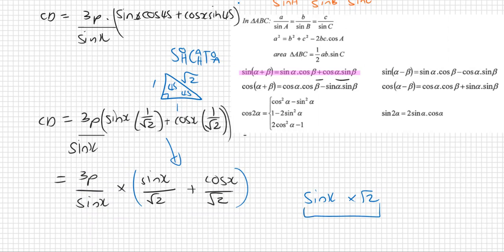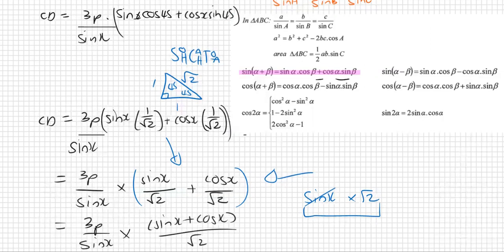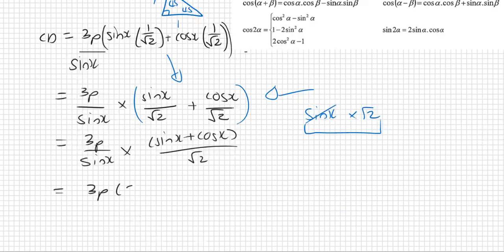So what I self-corrected there just a minute ago was that if I do this, it won't look like the answer. So what I want is just one sine x in the denominator and the square root 2 on this side. So I'm going to find a lowest common denominator just of these two. And that's 3p over sine x times sine x plus cos x, because they already have a common denominator of square root 2. And now we can times top by top and bottom by bottom. And that gets us to where we needed to be, which was 3p sine x minus cos x.